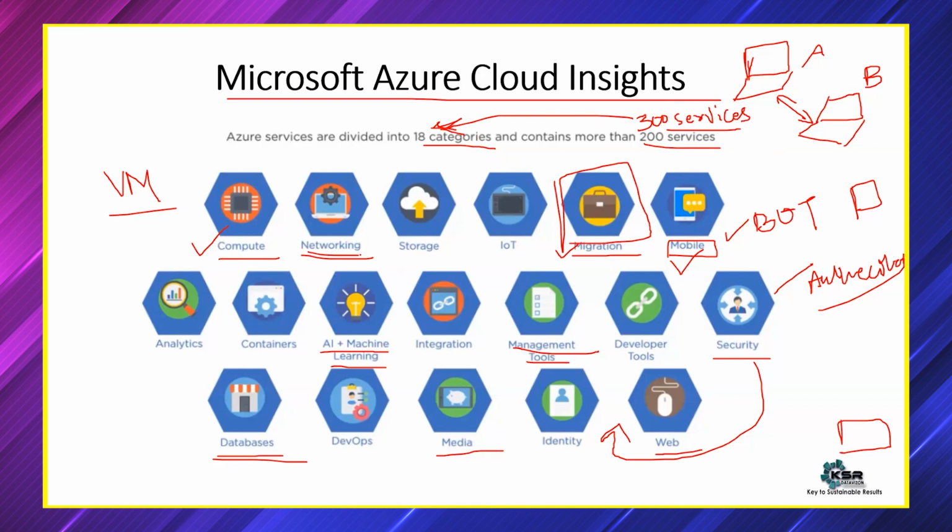A virtual machine can be part of networking also, because in order to access any virtual machine, your networking process has to be very active. So a virtual machine is a product of compute as well as networking. A single service can be part of multiple categories also.